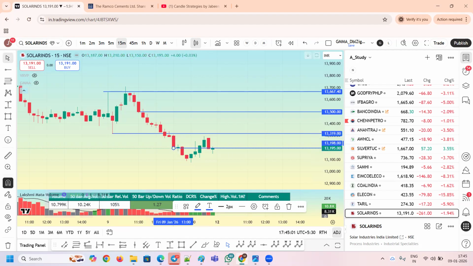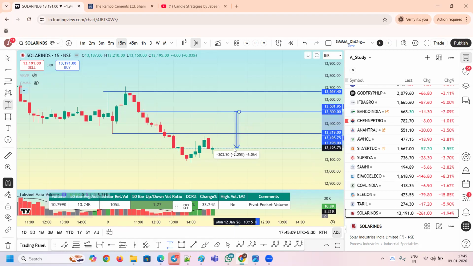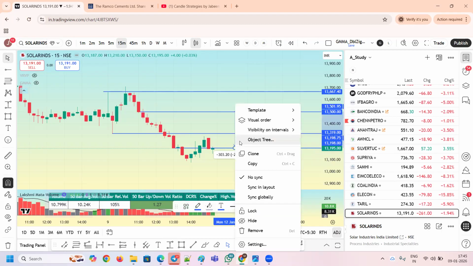Right. So how much you gained, then also you can see that from here to here. Correct. 303 rupees. That is how we'll write it. The end point should be very clear.